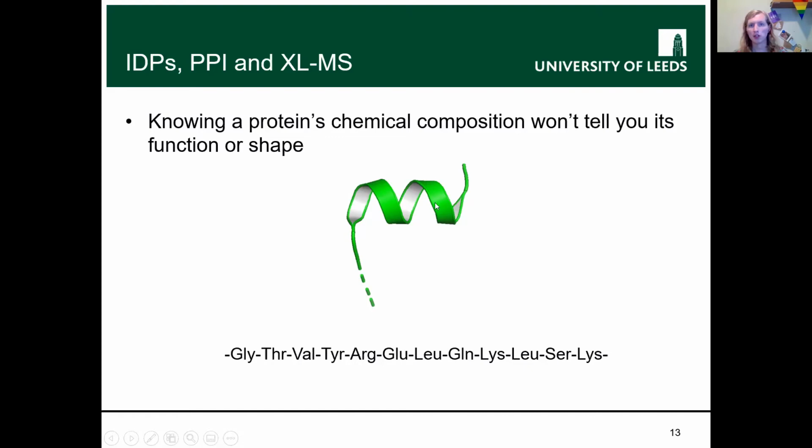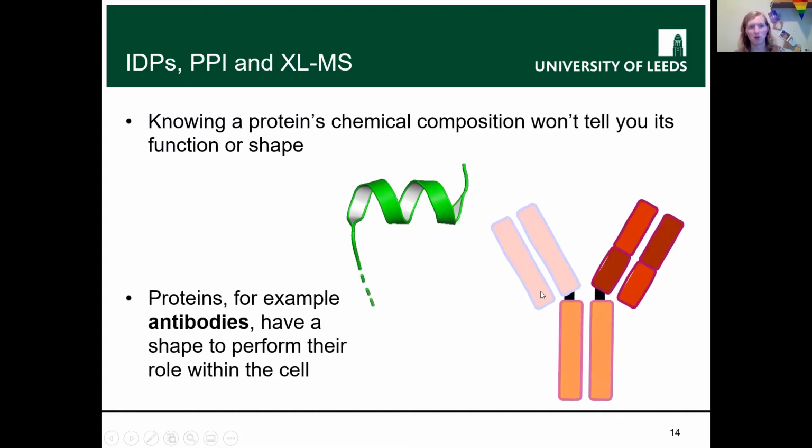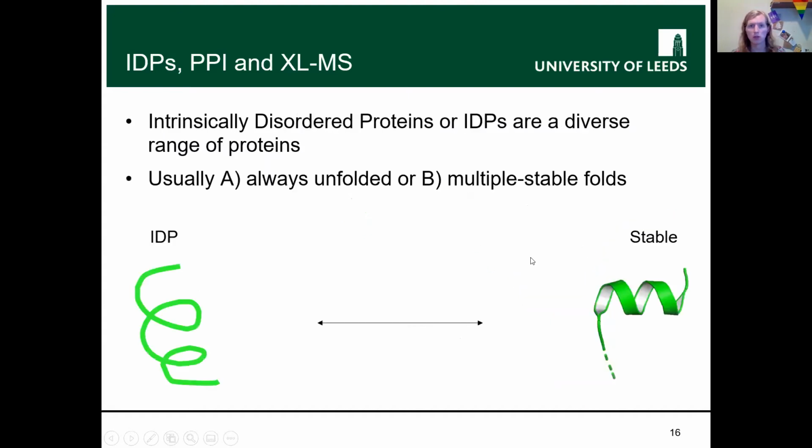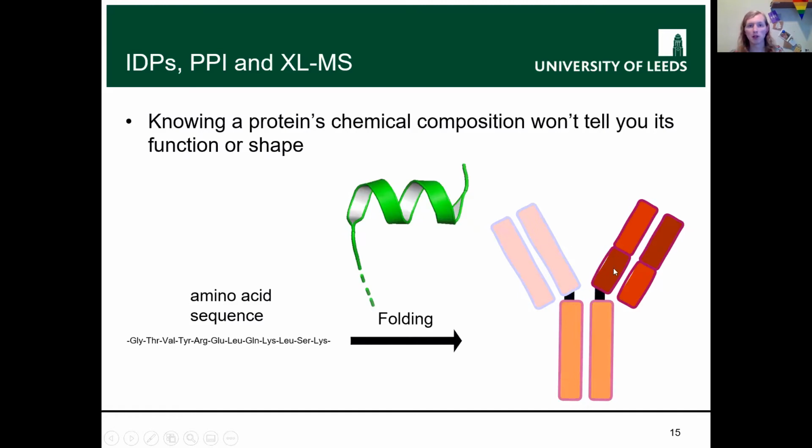So we need to know about the shapes of proteins, not just the chemical composition, to find out what they do in the body. A really nice example of a protein is an antibody. If you just know the amino acid sequence in an antibody, you can't say how it interacts with things, or which foreign objects within the body it interacts with to do its job. So we need to understand the shape of the protein and how it binds to other proteins to understand its job within the cell. This is the context to understand how to modulate these interactions using small molecules, using drugs.